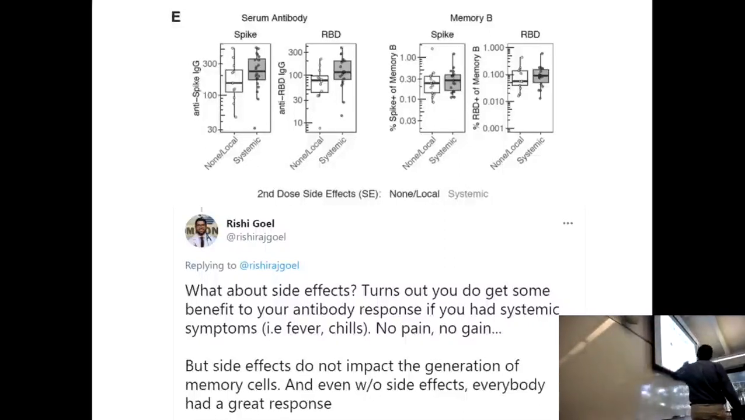And they also found out that everyone made good memory cells. The side effects were related to the antibodies in your blood at the time. But everyone had good memory cells, and even those without side effects tended to have fewer antibodies in their serum, but they had the blueprint to make more antibodies stored in the memory cells.